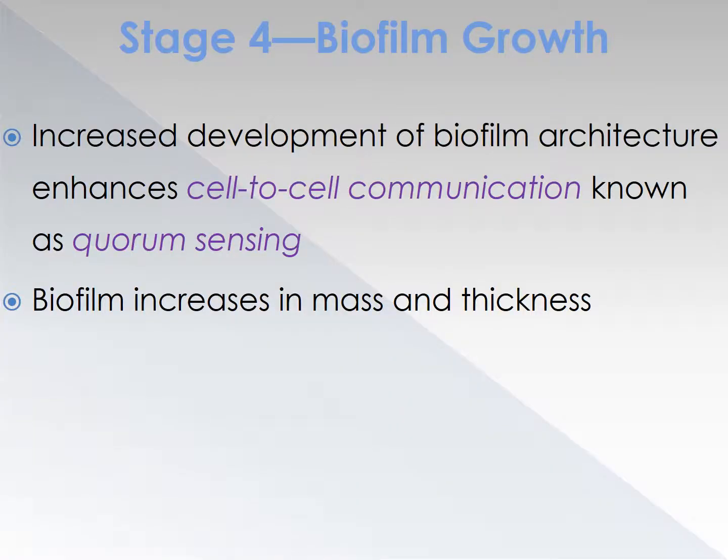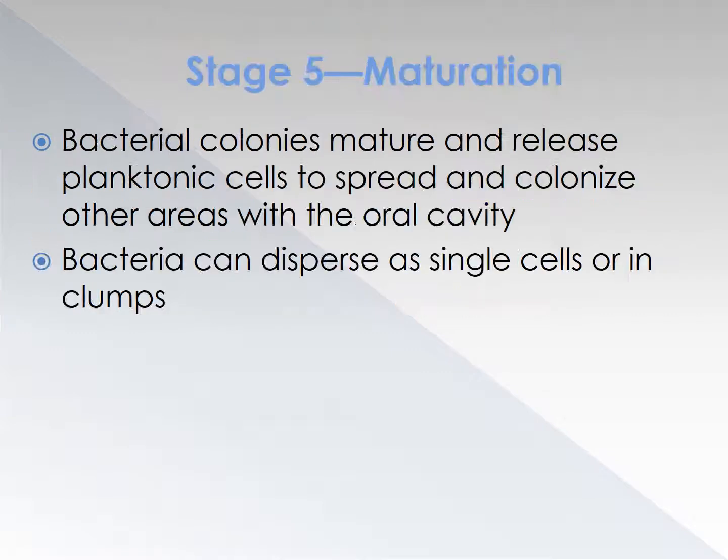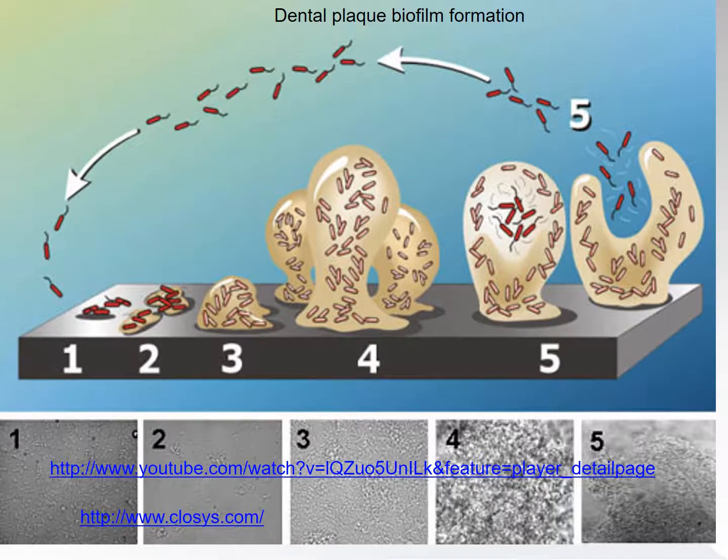Again, stage 4, we're going to get that cell-to-cell communication, and this is known as quorum sensing. Biofilm increases in mass and thickness in stage 4. Stage 5, it is fully mature, and it's starting to release more cells and spread them to other areas of the oral cavity. All right, so dental plaque biofilm formation. You can see how it becomes mature, and then it starts to break off and release more, and it starts all over again in another area.